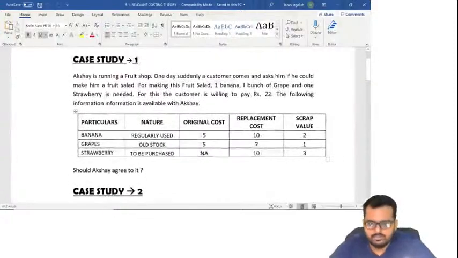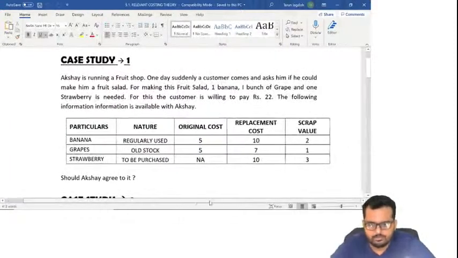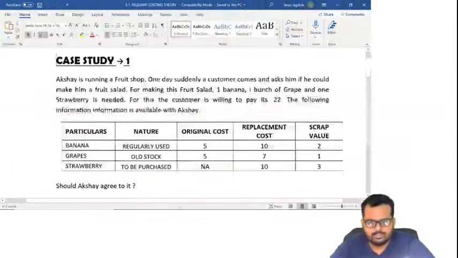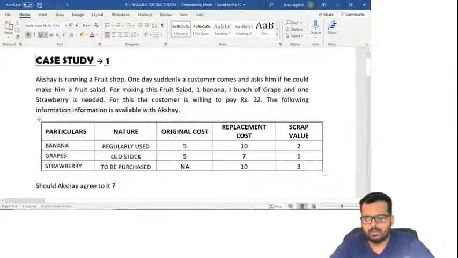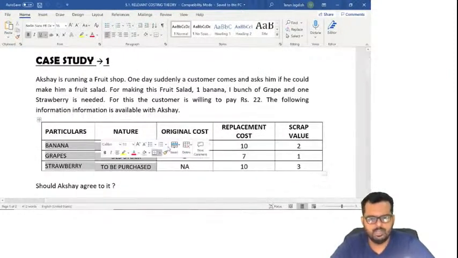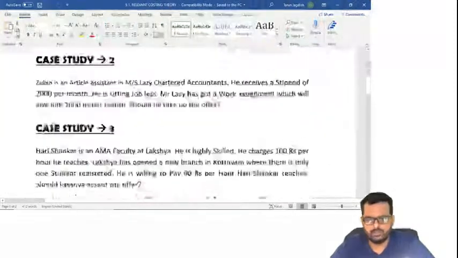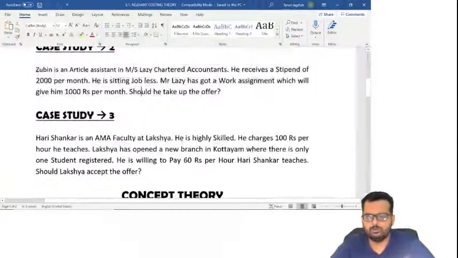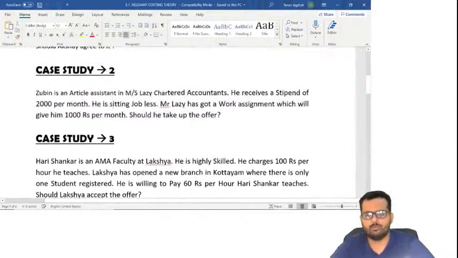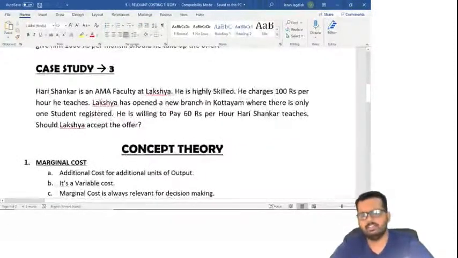Alright friends, this I think is almost the same example as what I told you. Case study number 1 is available: banana, grape, strawberry, regularly used, old stock to be purchased. So that's something we just now discussed. Case study number 2 also: Zubin is an article of lazy chartered accountants. Exactly the same example as what I gave you. And case study 3 is about skilled labor.